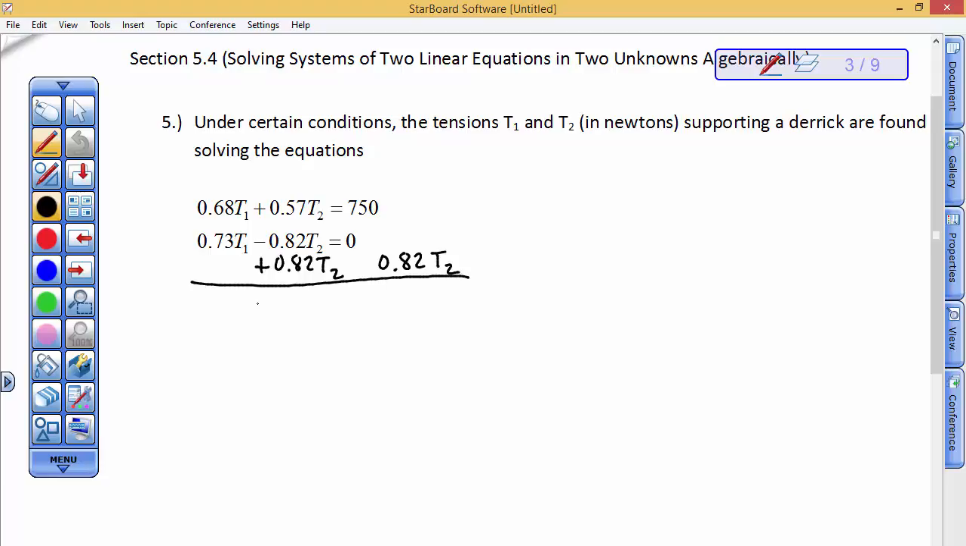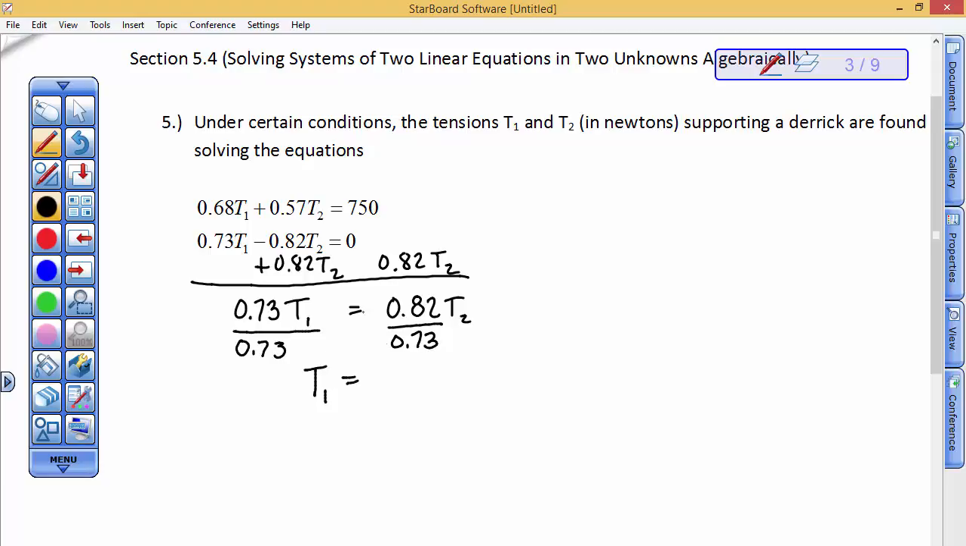So again, I'm working with the second equation. On the left side, I'll have 0.73 t sub 1 equals 0.82 t sub 2. Now, I want to solve for one of these letters. I'm just going to solve for t sub 1 because it's on the left, and I just like to see my letter all alone on the left. So I'm going to divide both sides by 0.73.